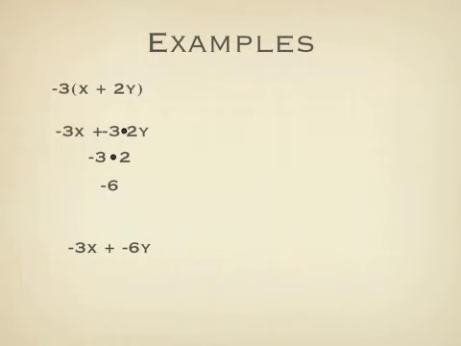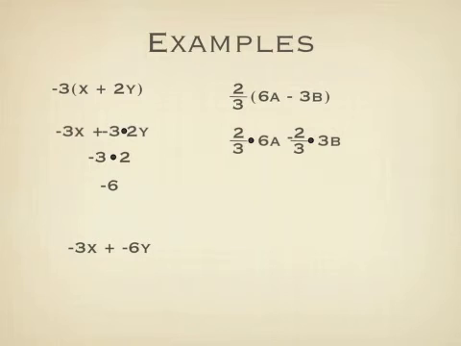Let's take a look at another example. Let's say I had 2/3 times the quantity 6a minus 3b. Well, again, I'm just going to do the same thing as before. I'm going to take everything that's inside the parentheses and just move it down as it's written inside the parentheses. Next, I need to multiply that 2/3 to both the 6 and the 3. So I have 2/3 times 6 and 2/3 times 3.